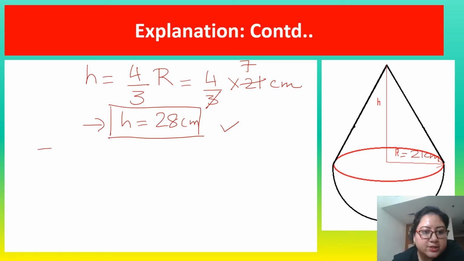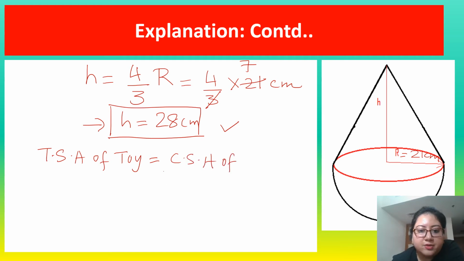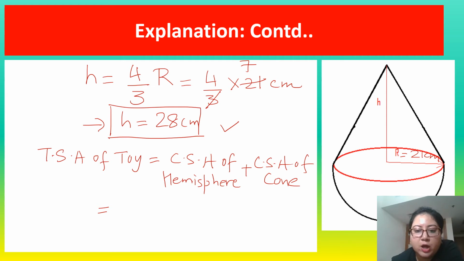Now, if we move to the second part, we need to find the total surface area of the toy, for which we will need the curved surface area of the hemisphere, and we'll also need the curved surface area of the cone. So I want you to again remind yourself of the formulas for these two. What is the curved surface area of a hemisphere? What is the curved surface area of a cone?